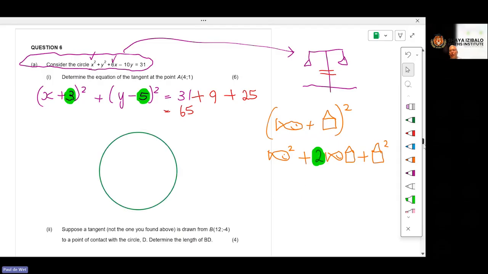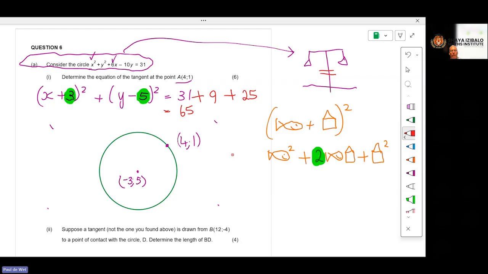Okay. You said the coordinates of the center are what? -3, 5. I want you all to think about the point 4, 1. Is 4, 1 above and to the left, below and to the right, below and to the left? Where is 4, 1? Is it here? Is it here? Is it here? Well done. 4, 1 is somewhere over here. Okay. Then tell me what you're going to do next.